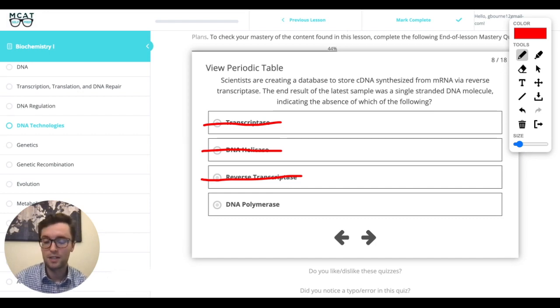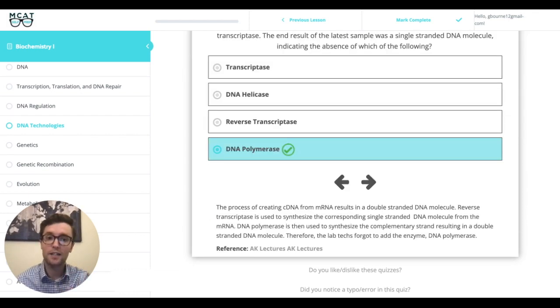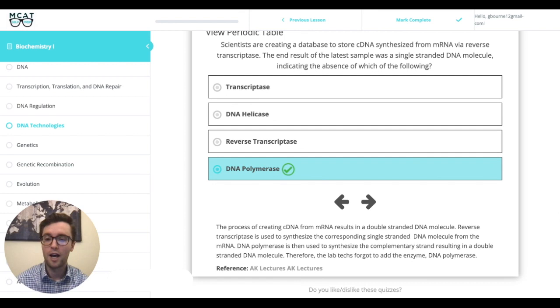That leaves us, of course, with only one option, which is DNA polymerase. What these scientists should have continued to do was add DNA polymerase to that single strand, and that would have gotten rid of the mRNA and synthesized a second strand, leaving them with a double-stranded cDNA molecule, and that is our correct answer.